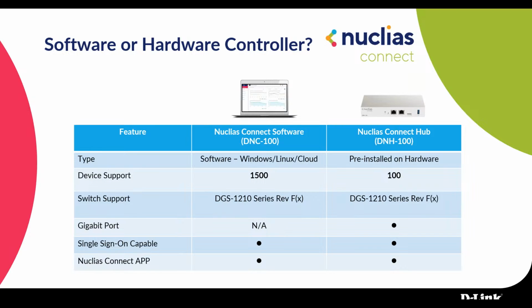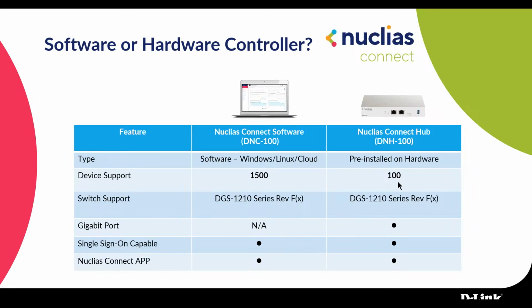So versus the Nuclias Connect Hub, as I mentioned, this is a hardware-based solution. You uplink this into your network. You log into it by an IP address, just like any other device on your network, but it has the Nuclias Connect software pre-installed. In terms of device support, this is where the big differentiator is. The Nuclias Connect software supports up to 1,500 devices from a single interface. The Nuclias Connect Hub only supports, and I don't want to say only because 100 is still a pretty good amount, up to 100 devices, and that's between access points or switches.